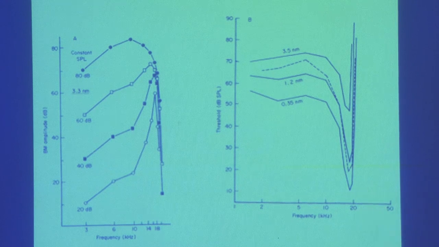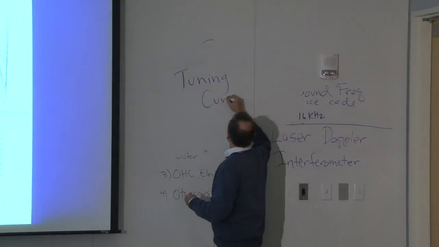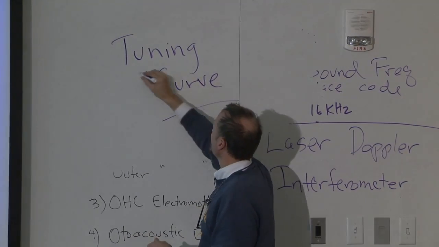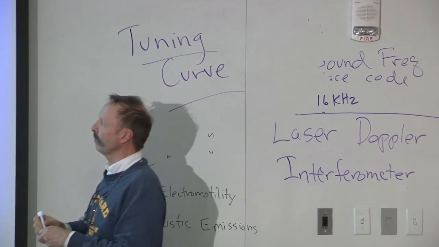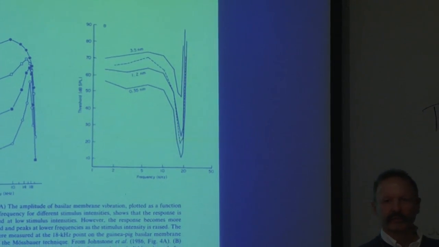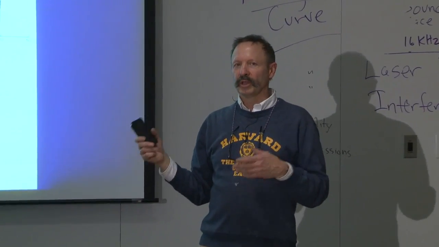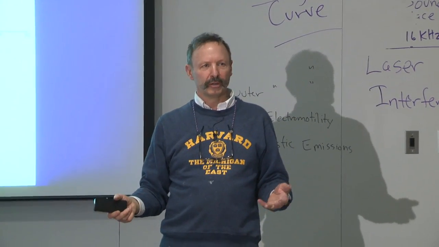And you're plotting this function here. And this is a very important curve. We'll be seeing this many, many times the rest of the semester. And it's called a tuning curve. So you should all be familiar with how this tuning curve is generated. You can make a tuning curve for a recording from a hair cell. You could make a tuning curve for a recording from a nerve fiber.